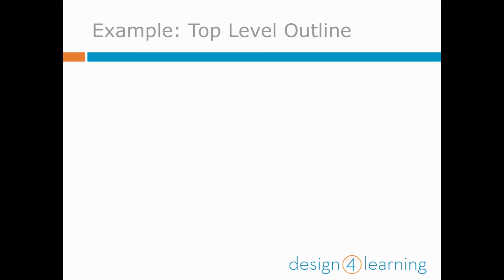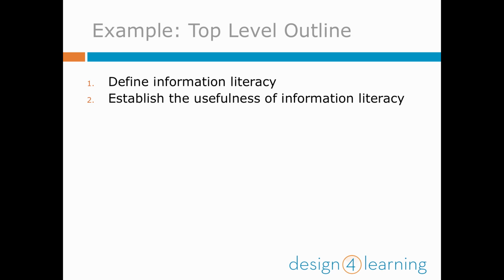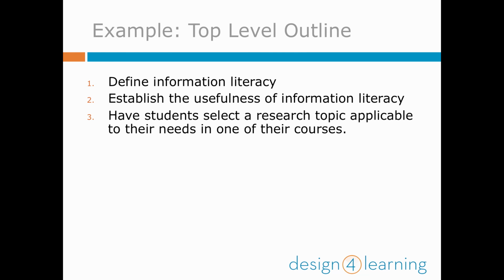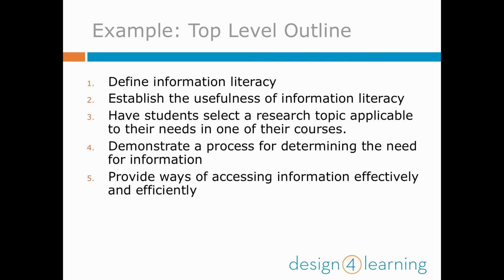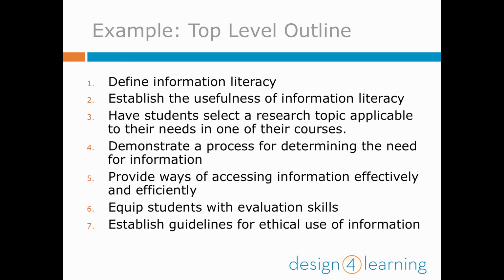An example of a top-level bare-bones outline for a course on information literacy could be: define information literacy, establish the usefulness of information literacy, have students select a research topic applicable to their needs in one of their courses, demonstrate a process for determining the need for information, provide ways of accessing information effectively and efficiently, equip students with evaluation skills, establish guidelines for ethical use of information.